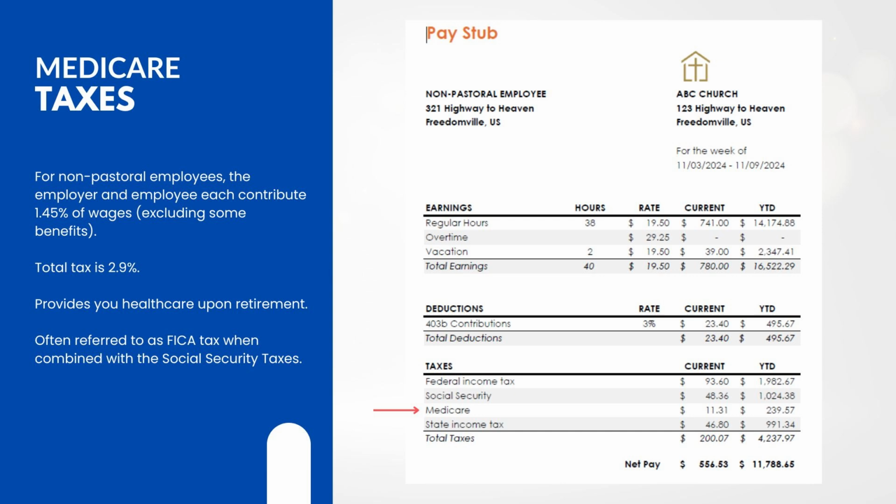Most people have Social Security and Medicare taxes automatically withheld from their paychecks, so they don't have to worry about setting aside money throughout the year. This isn't optional for regular employees. Employers must do it. Understanding these basic taxes, federal income tax, Social Security, and Medicare, will help you make sense of how your taxes work and why your situation as a pastor is a little different.